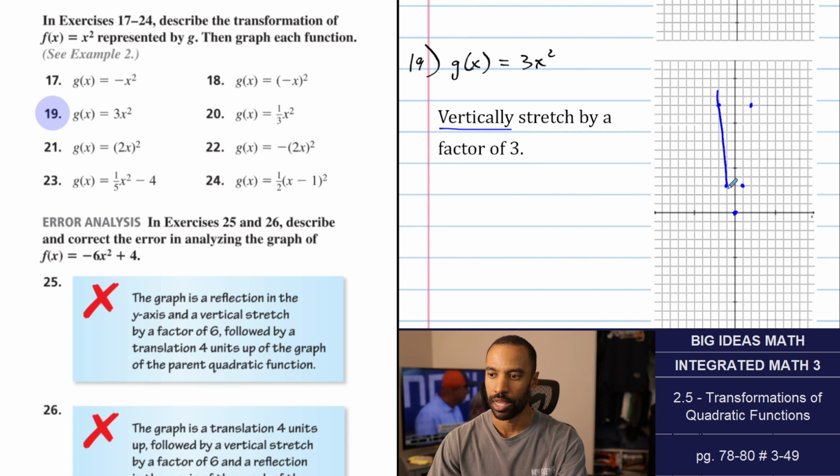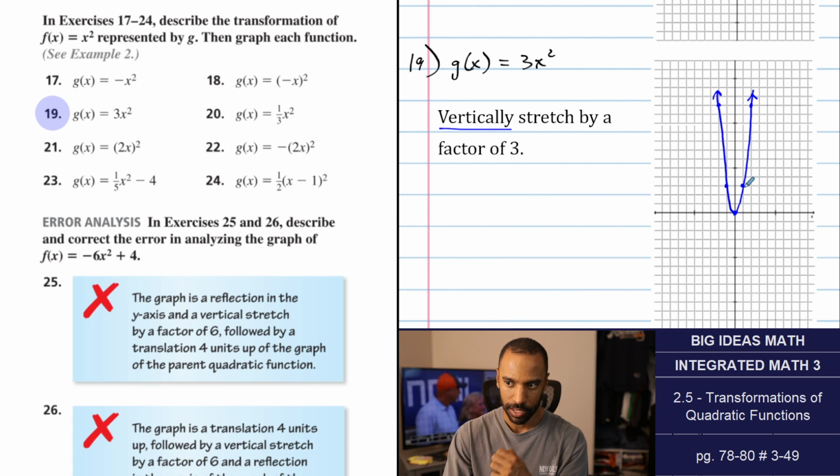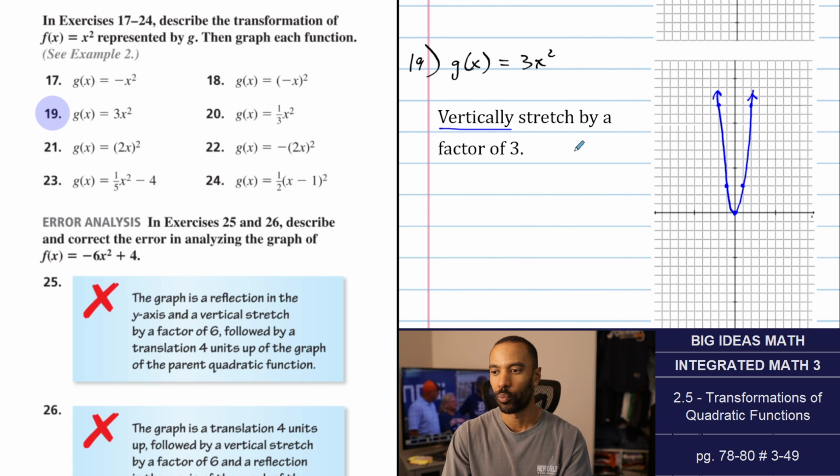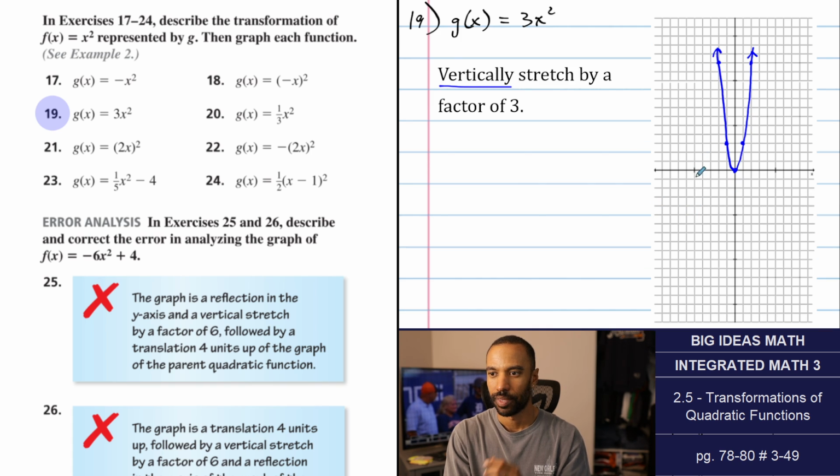And that's how we did it with that rapid speed, which is nice. And I would still do this even if there were translations. I would still go (1, 3), (2, 12), things like that. (1, 1) tripled, (2, 4) tripled, etc.